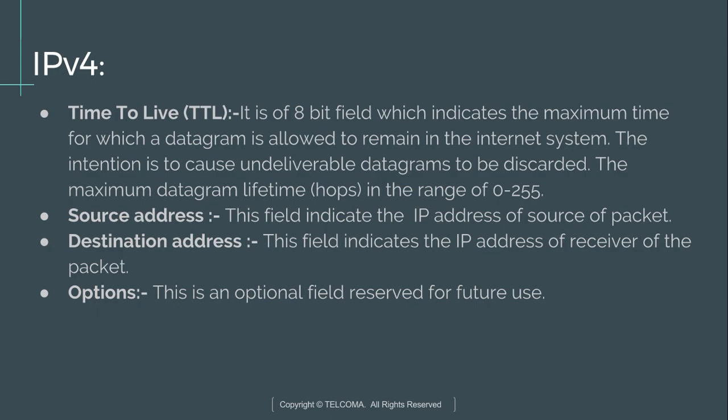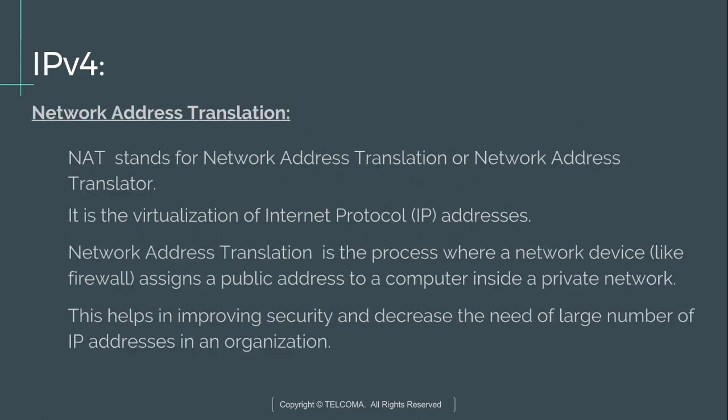The next is source address. This address indicates the IP address of the source of the packet. And next is destination address. This field indicates the IP address of the receiver of the packet. The last field is the option field. This is an optional field reserved for future use.